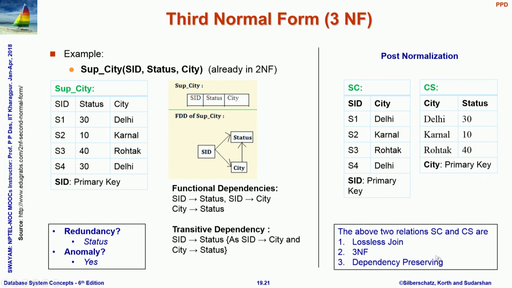And we also make sure that the dependency is preserved. That is, if I take the set of dependencies and project it on each of the normalized relations, then I should be able to check the whole set of functional dependencies. If there is some functional dependency where some attributes exist in one of the decomposed relations R1, the other attributes exist in some other decomposed relation R2, but there is no relation where all these attributes are there, then obviously you will not be able to check for that functional dependency based on the normalized form. You will have to do a join, and that is when we will say that dependency is not preserved.